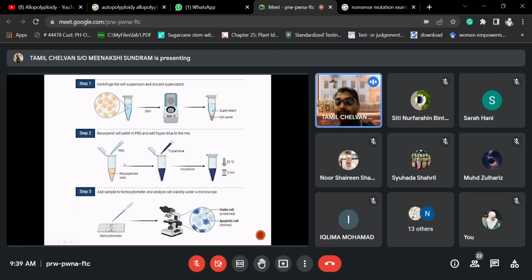PBS. PBS can be the buffer lah, and they add the dye trypan blue. Okay, and then they incubate at 25 degrees for 3 minutes. Then they put in the hemocytometer, and then they check, is it viable or apoptotic. Okay, kalau apoptotic dah matilah, it's stained. Viable, dia tak distinct. Okay.